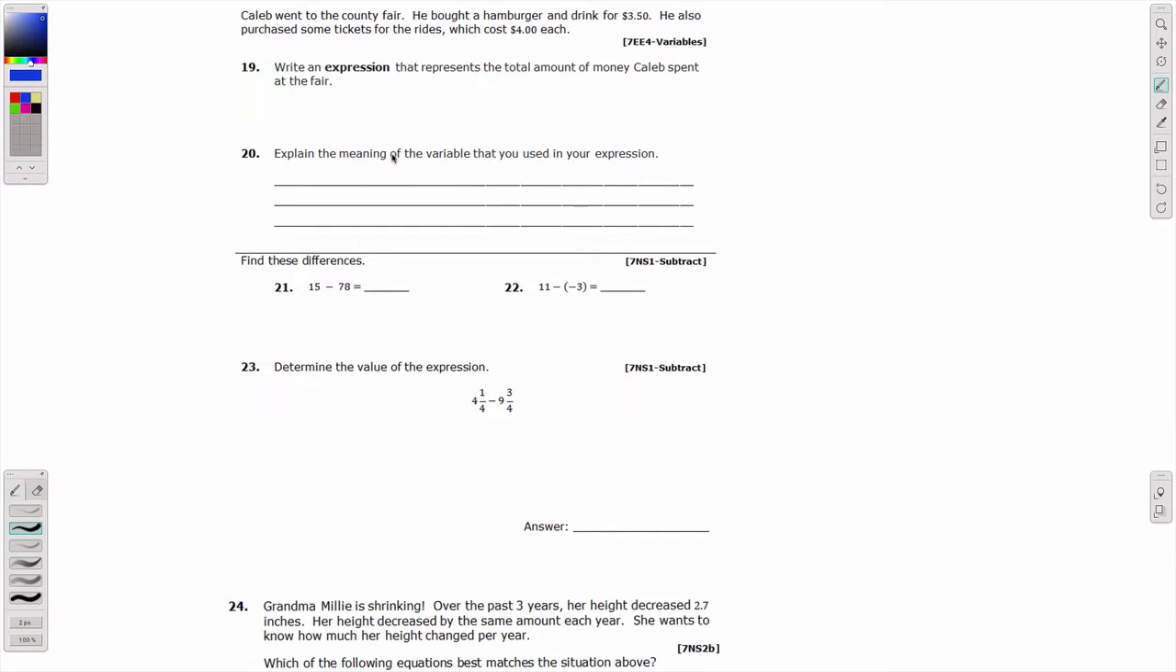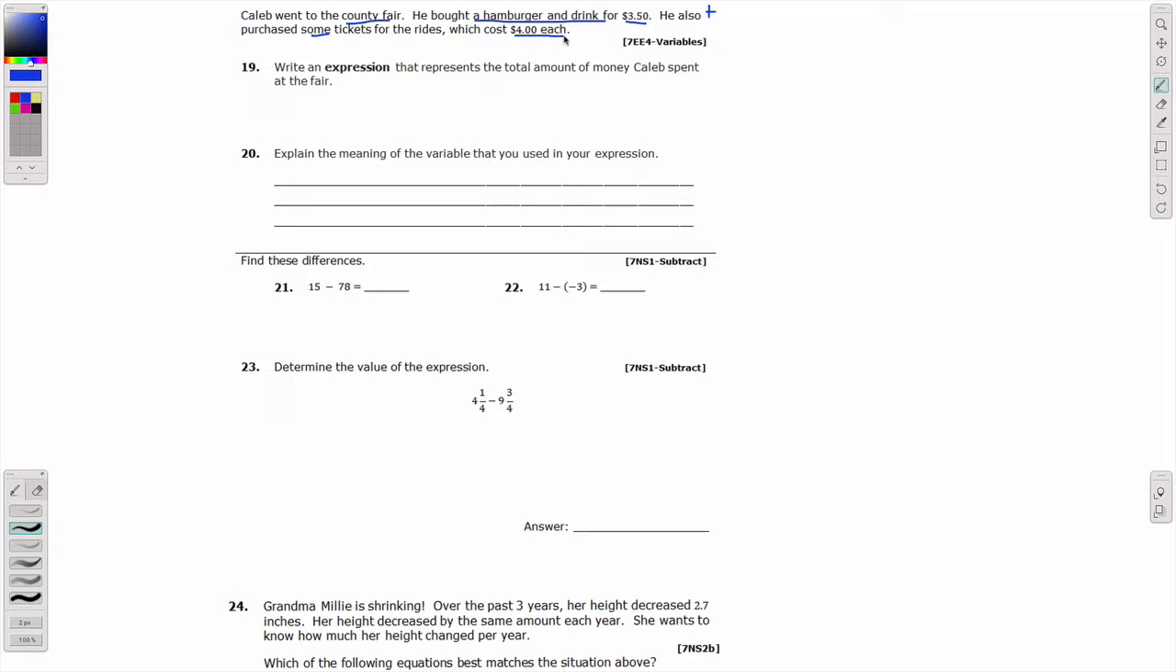Okay, this is Team Review, questions 19 through 23. Caleb went to the county fair. Well, good for Caleb. He bought a hamburger and drinks for $3.50. That's actually not very important where he went, but what is important is that he bought a hamburger and drink for $3.50. He also, that tells me I'm going to add something, he also purchased some tickets. Don't know how many tickets for the rides, which cost $4 each.